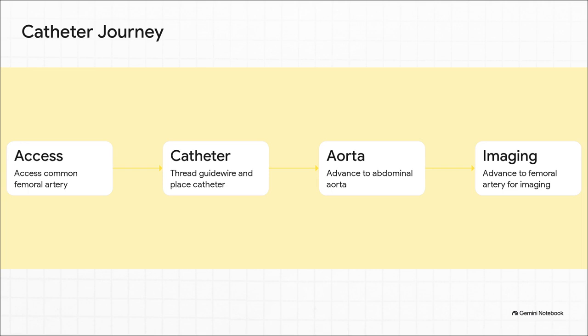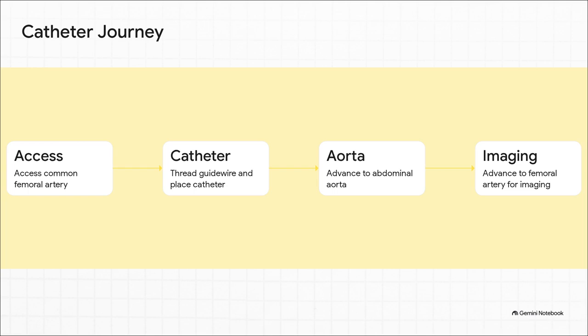Let's say the report states, the common femoral artery was accessed using ultrasound guidance. Okay, that's our front door, our entry point. Next, a guide wire is carefully threaded in, followed by a catheter. The catheter is then smoothly advanced up into the massive abdominal aorta, where contrast dye is injected to take broad, high-level images. But the physician's journey doesn't stop there. They continue to navigate, advancing the catheter down into the left common iliac artery, and finally pushing it all the way down into the left superficial femoral artery for even more granular, detailed imaging.